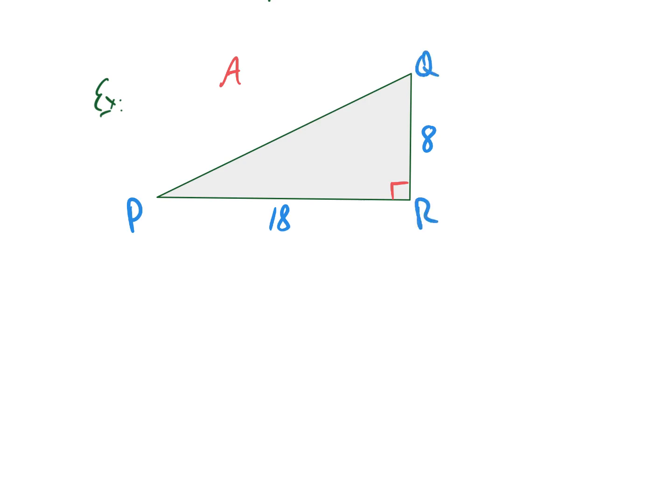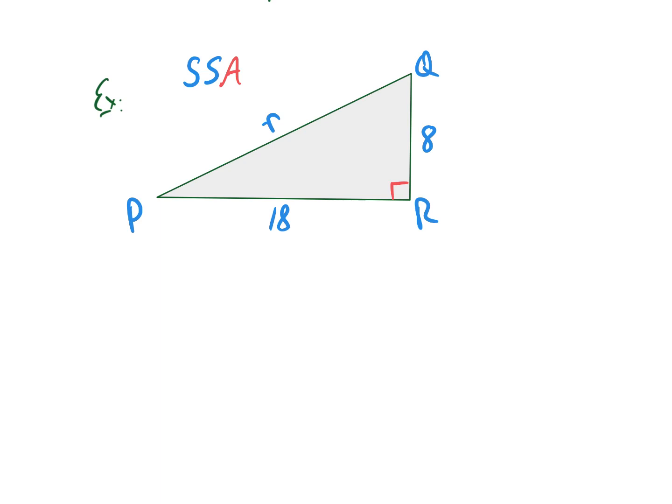Okay, so here we're given one angle and two sides. Angle R is 90 degrees. One side is 8, the other side is 18. So what we're looking for then is side r, little r, and then we're looking for angle P, and we're looking for angle Q. Again, one of those isn't going to be too bad.